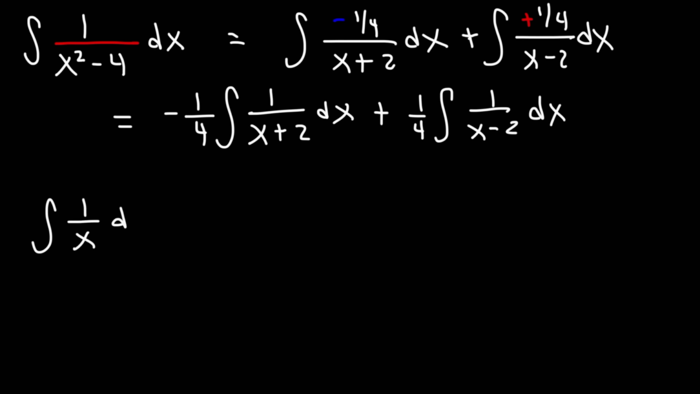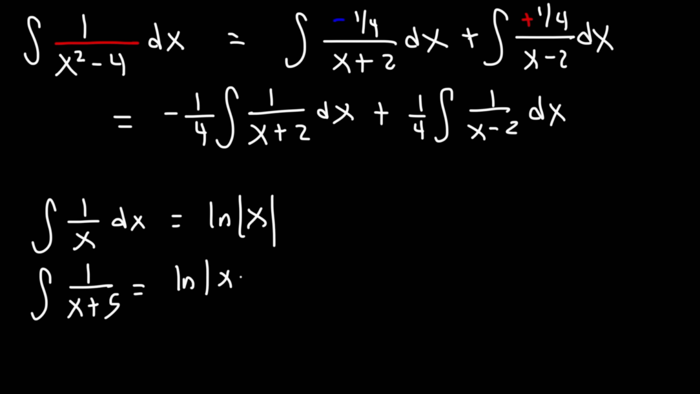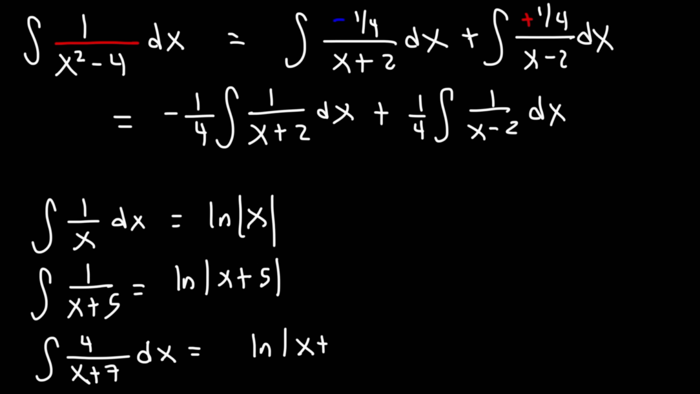The antiderivative of 1 over x is ln |x|. Now we need to use an absolute value symbol because we can't have a negative value inside a natural log function. It's not going to work. It's going to be undefined. So let's say if we want to integrate 1 over x plus 5, it's going to be the natural log of |x plus 5|. If we have a constant on top of that, let's say 4 over x plus 7, this is going to be ln |x plus 7|, but times 4.